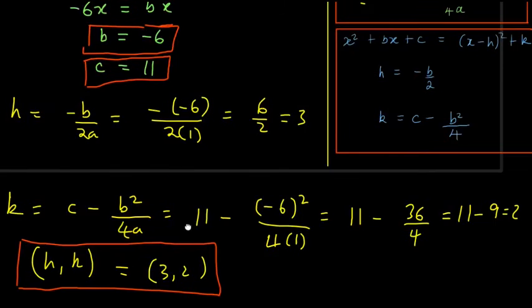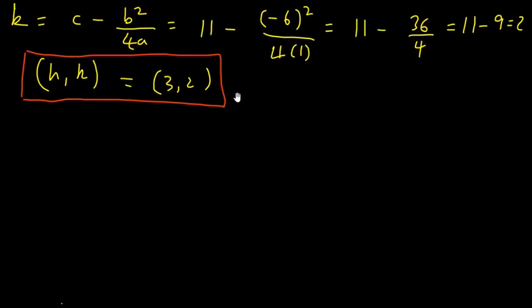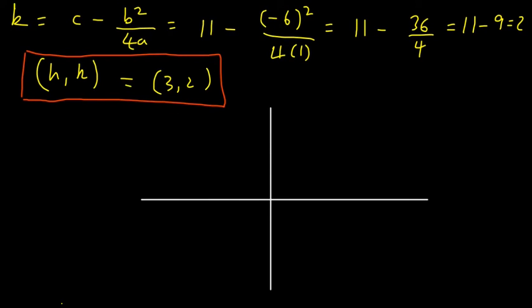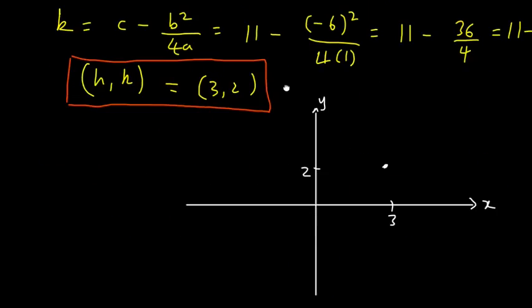So we can actually even draw this graph, and since we have the vertex point, we can try to draw the graph itself. We know that at point (3, 2), this is the y-axis, this is the x-axis. We don't know where the graph crosses the y-axis. So the graph is x squared minus 6x plus 11.